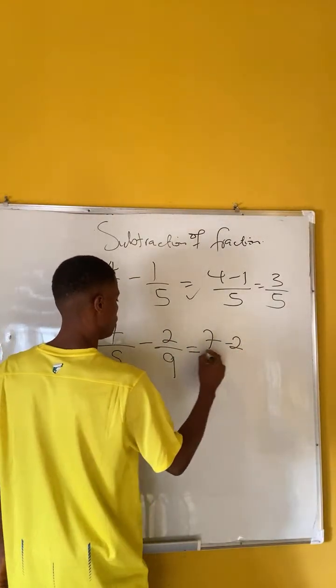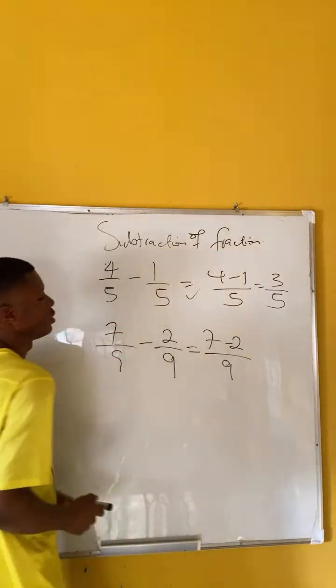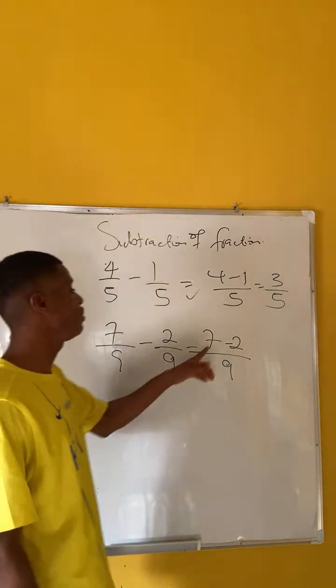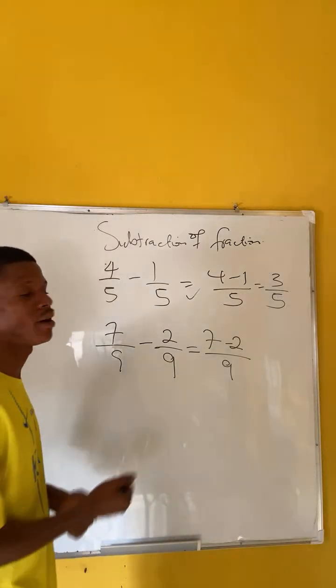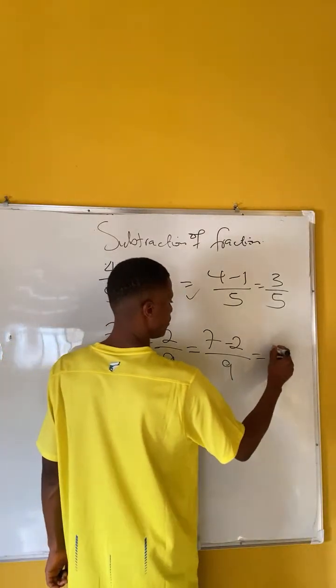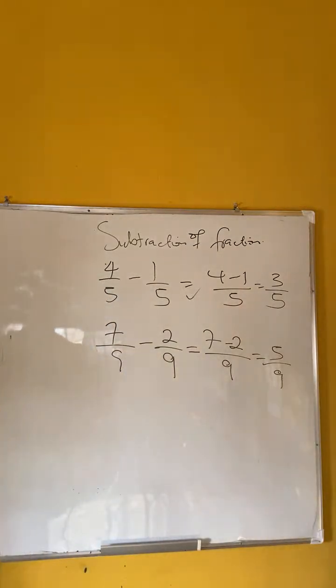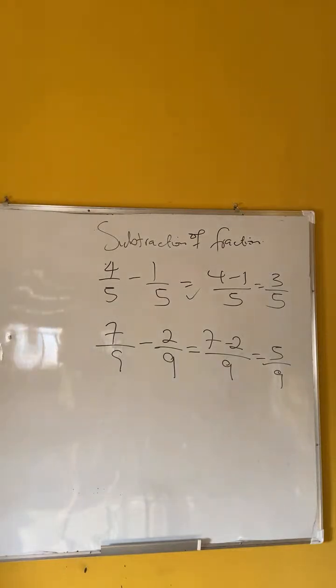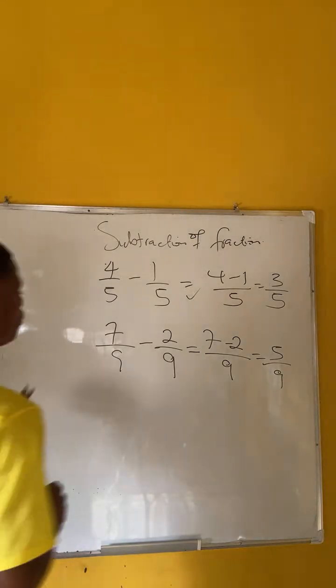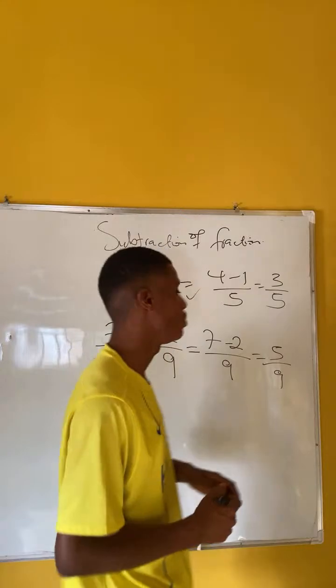7 minus 2/9. And 7 minus 2 is 5. So the answer is 5/9. And that's what is required. So subtraction of fractions is very, very easy. You see we did the subtraction in the numerator.